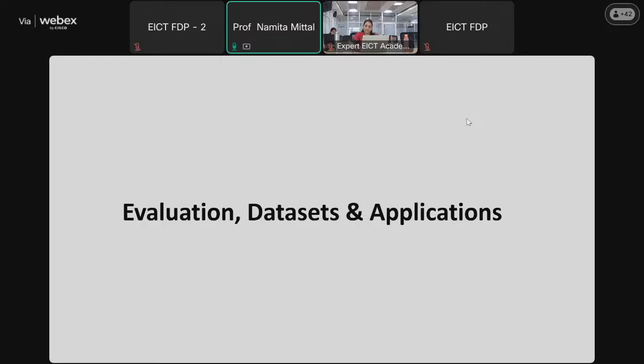So now the question is, we have done part of speech, we have done NER, we have done word embedding. Now the question is, how do we evaluate, how do we get data sets, and what are the applications? Evaluation is a very important metric. What is the evaluation metric? How do we validate what we have done?